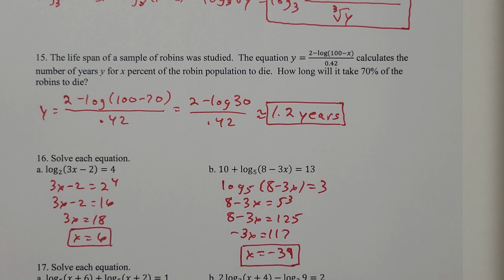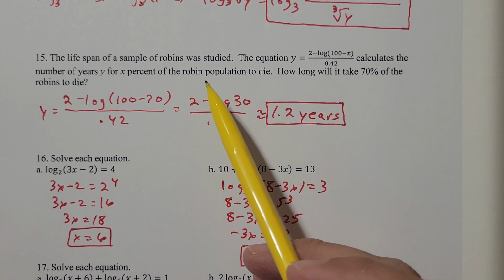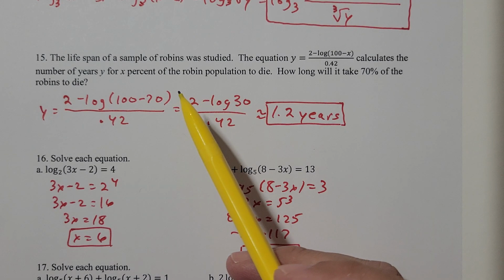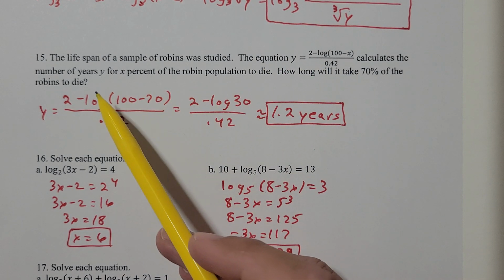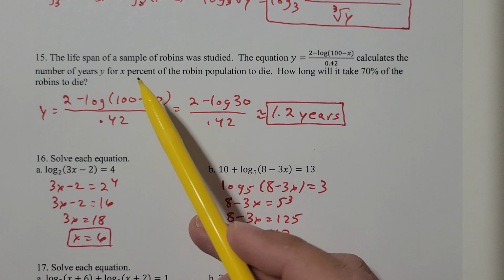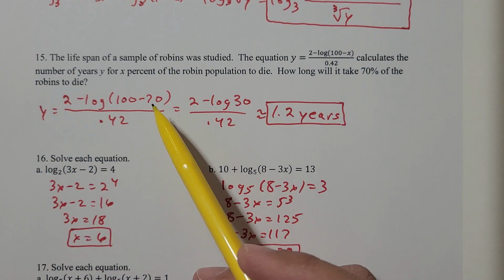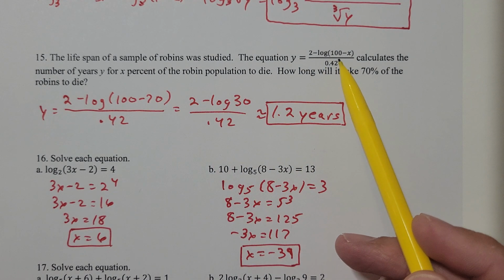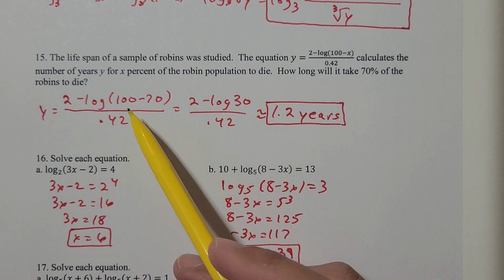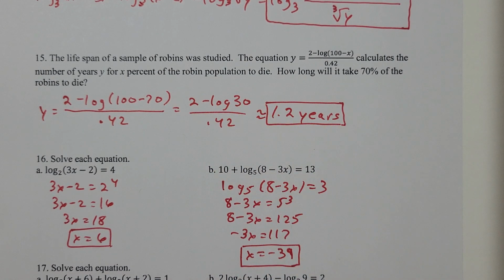Okay, so x is the percent of the population to die off. So I need to let x be 70 and plug that into this equation here. 100 minus 70 is 30, right? So I got 2 minus log base 10. There's no base written, so it's understood to be base 10, of 30 divided by 0.42.